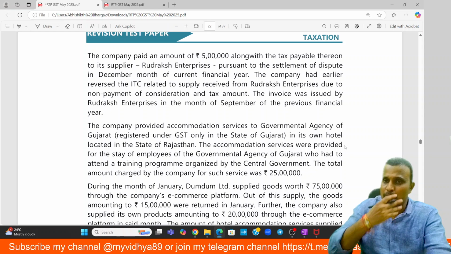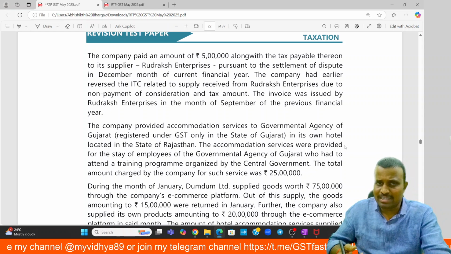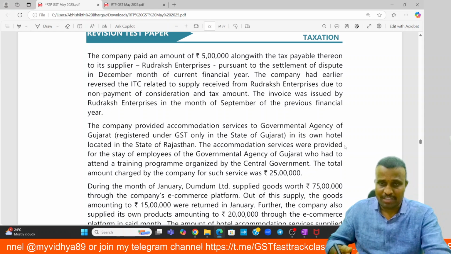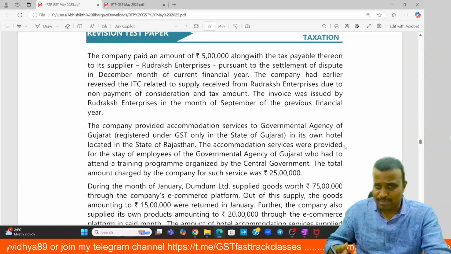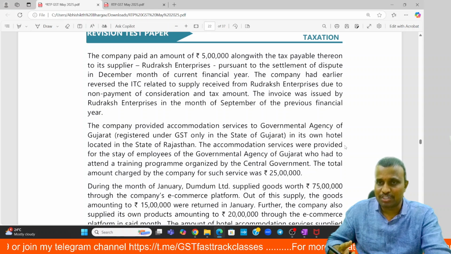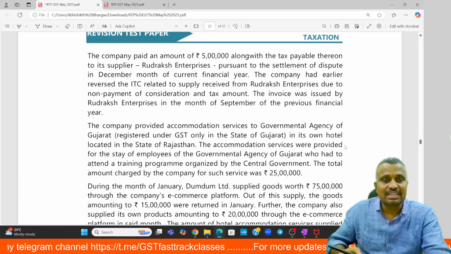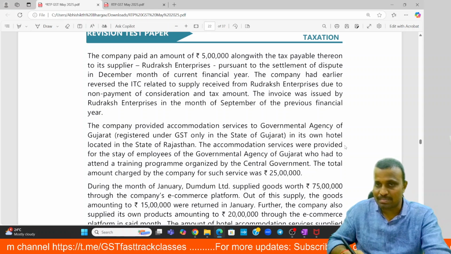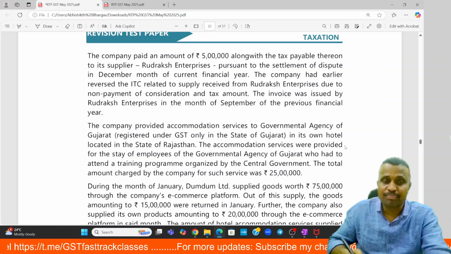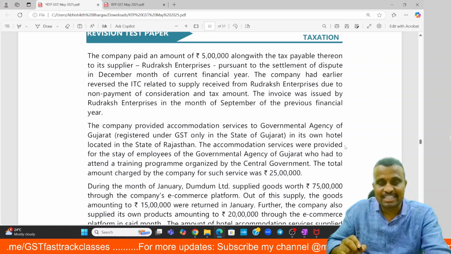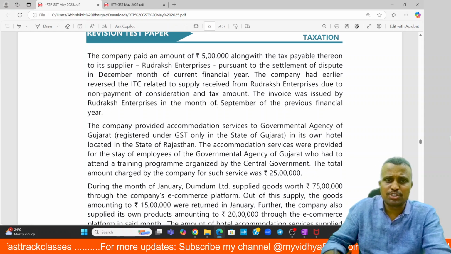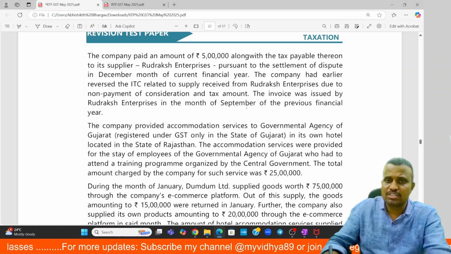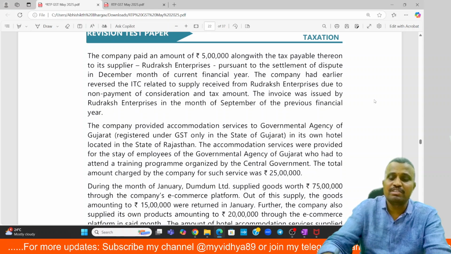And the company paid an amount of 5 lakh along with the tax payable to the supplier Rudraksha Enterprises pursuant to the settlement of disputes in the December month of the current financial year. The company had earlier reversed the ITC relating to the supply received from Rudraksha Enterprises due to the non-payment of consideration and tax payment. The invoice was issued by Rudraksha Enterprises in the month of September of the previous financial year.